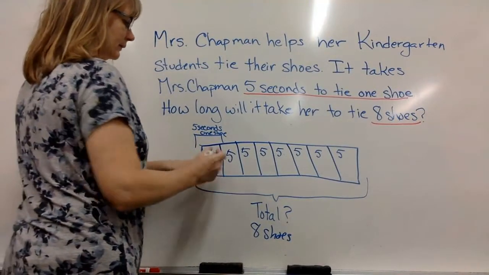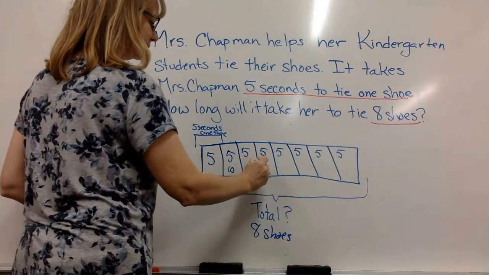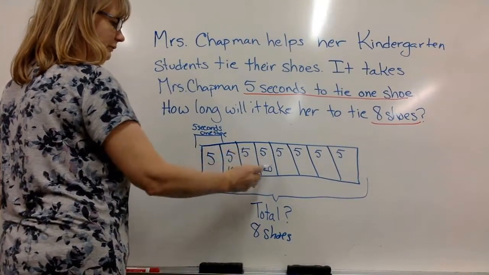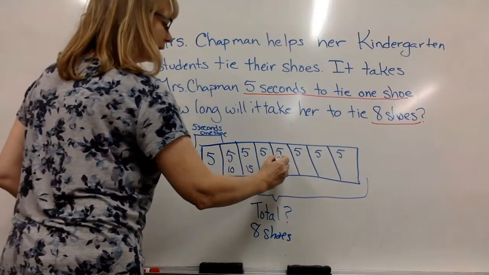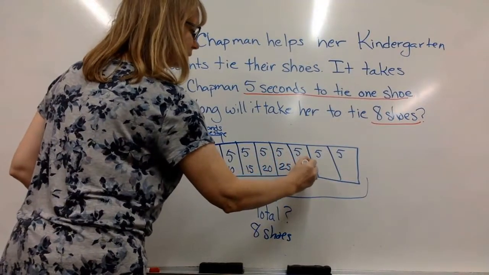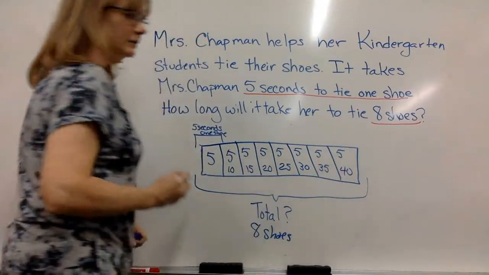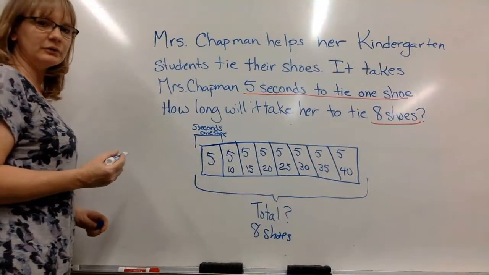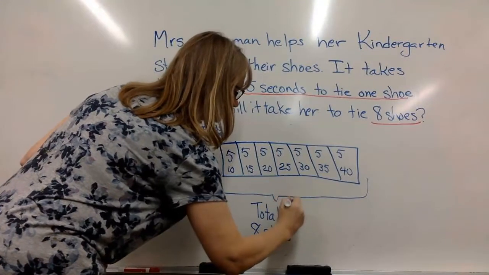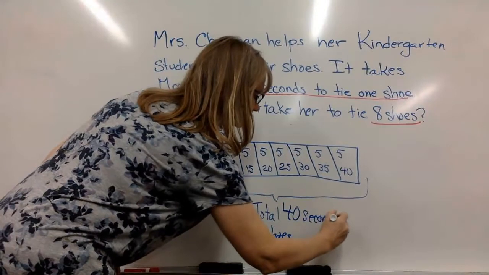5, 10, 15, 20. That's 4 5s. 1, 2, 3, 4. 4 5s is 20. Keep going. 25, 30, 35, and 40. So the total is 40 seconds.